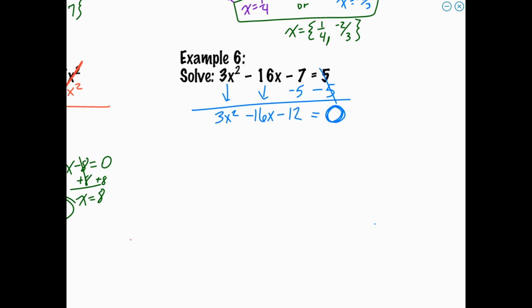Is there a greatest common factor between 3, 16, and 12? 3. Does 3 go into 16? No. So it'll go into 12, but it won't go into 16, and 2 doesn't go into 3, so there's not going to be one. So there's not a greatest common factor, so we're going to go right into making our star.